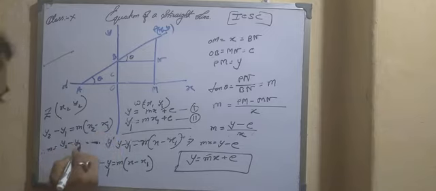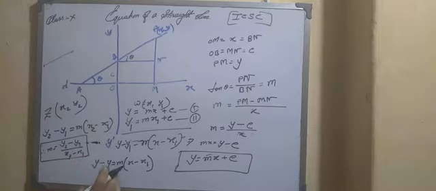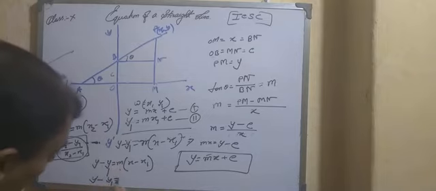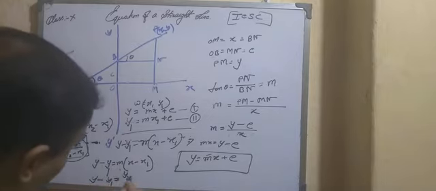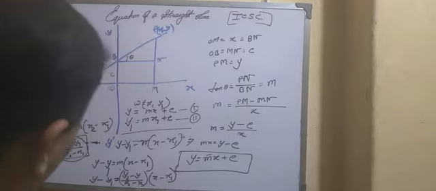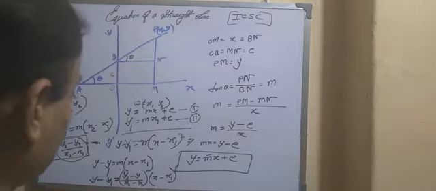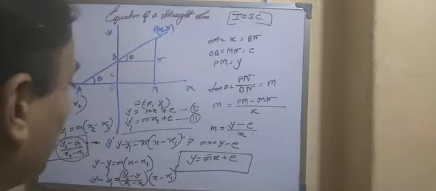Now we can express m in the form of y2 minus y1 and x2 minus x1. We can substitute m by y2 minus y1 over x2 minus x1. That means the equation will be y minus y1 equals y2 minus y1 over x2 minus x1, into x minus x1. This is another straight line equation when two points are given.